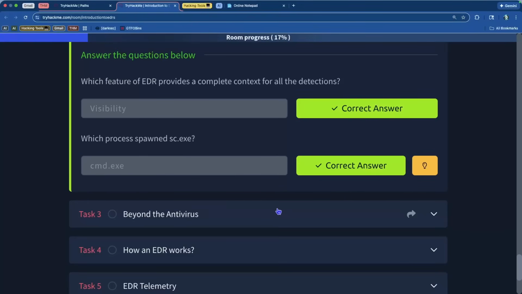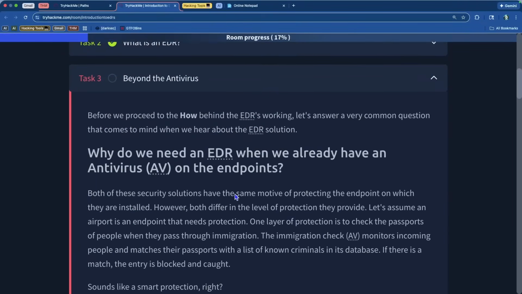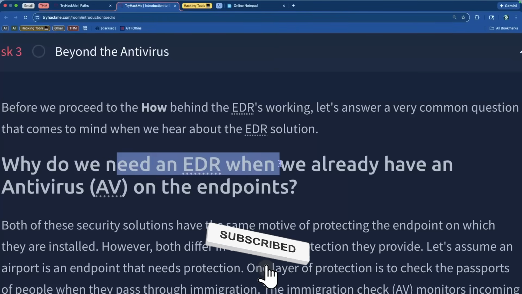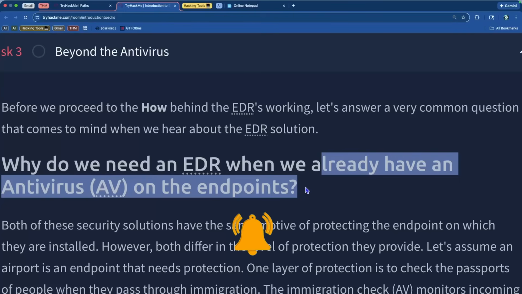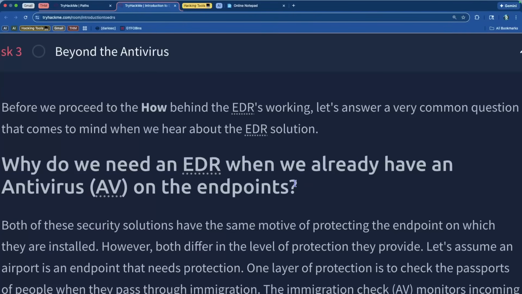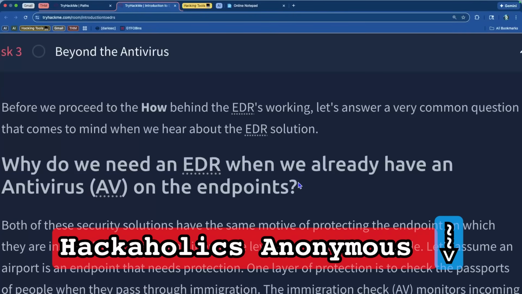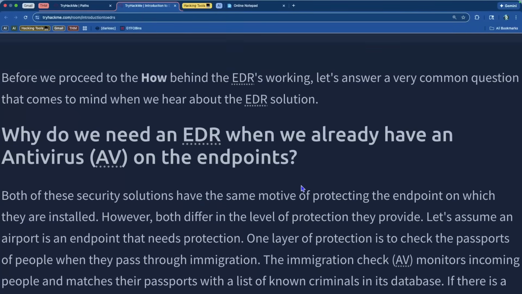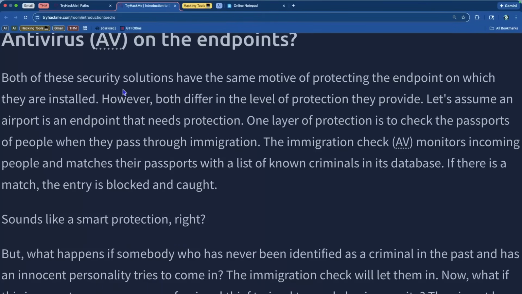So let us go into beyond the antivirus. Okay, so it brings up a big question here. Why do we need the EDR when we already have an antivirus on endpoints? Just based on what we've seen in those screenshots and the things that we can do, I feel like you can already come up with the answer to this question. Both of those security solutions have the same motive, right? Protecting the endpoint on which they're installed. However, they differ in the level of protection that they provide.